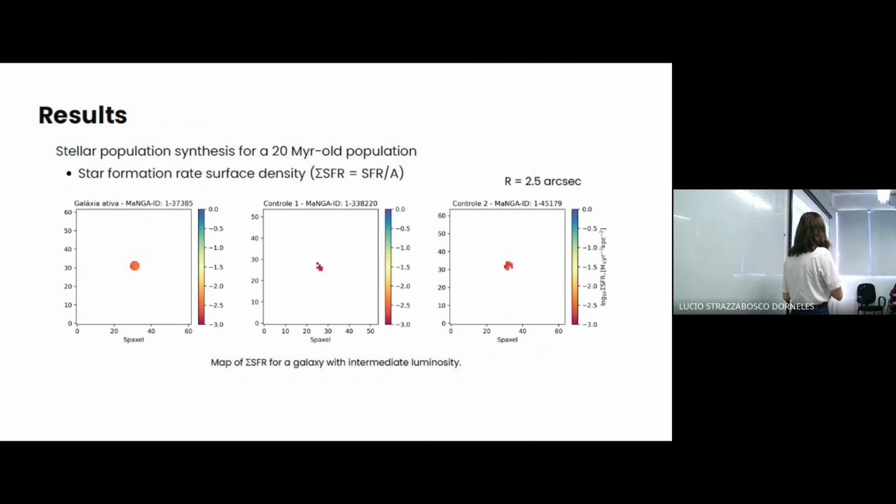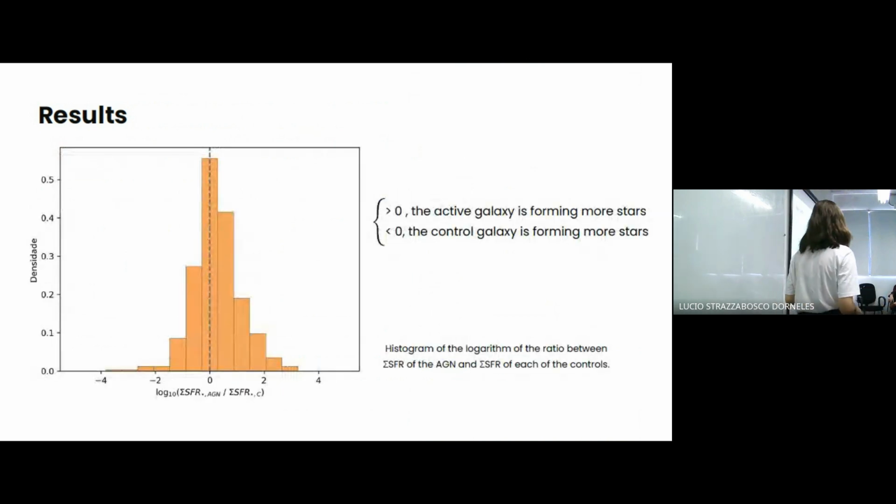And here we have a map for the same galaxy as before. Looking at this map, we don't have much clue about what is happening in these galaxies. So we chose the logarithm of the sigma SFR of the AGN over the sigma SFR of each control. If the result is positive, it means that the active galaxy is forming more stars. But if the result is negative, the control galaxy is forming more.